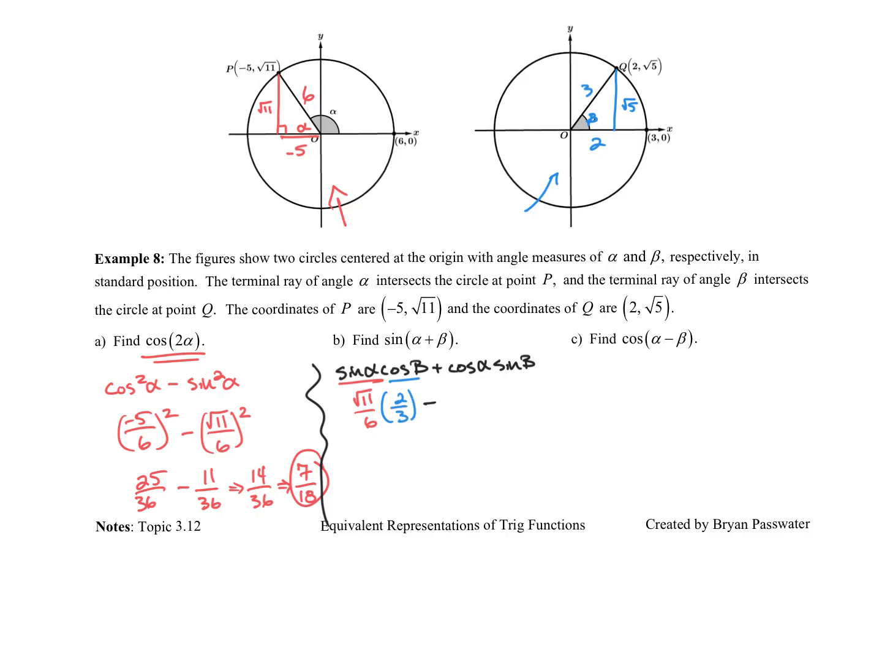And then plus, now I need to find the cosine of my alpha triangle. So now I'm going back to my red one. And so what is the cosine of my alpha triangle? -5 over 6. And then I need to do the what? The sine of my beta triangle. So what's the sine of my beta triangle? Square root of 5 over 3.